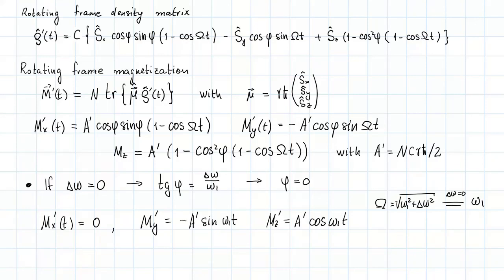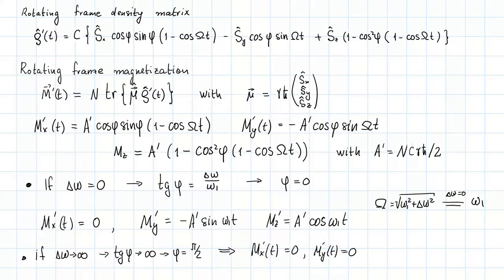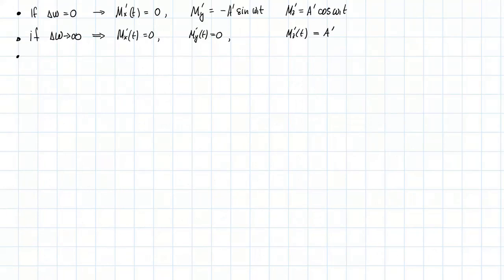Now, let us consider another extreme case, when delta omega is very large. Then, tangent phi is infinite, and phi is pi over 2. Consequently, mx prime and my prime are 0, and the z component, mz prime, remains equal to the initial spin magnetization value. In other words, nothing really happens when delta omega is large, that is, when we are far off resonance. So, we have analyzed the two extreme cases, summarized here.